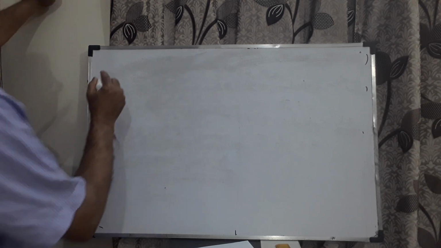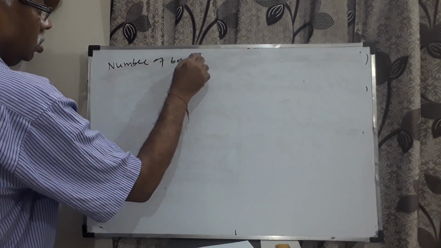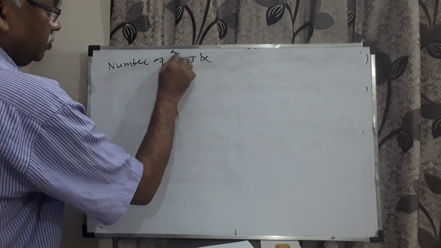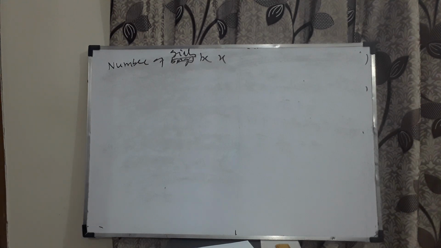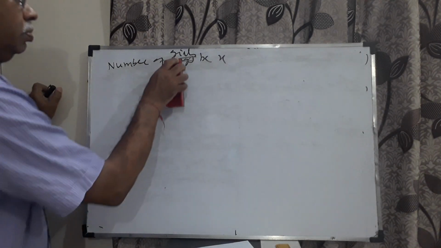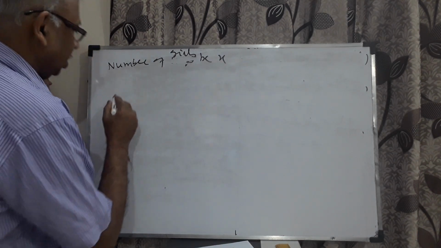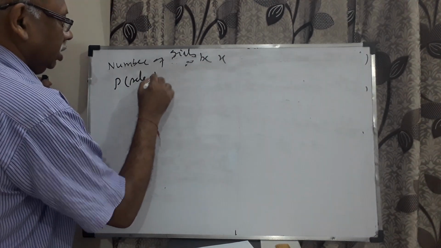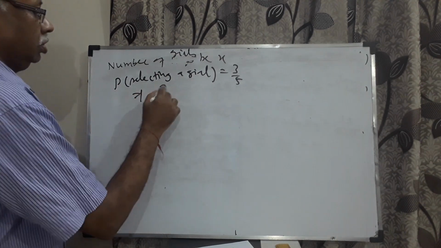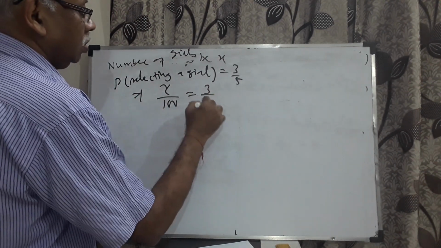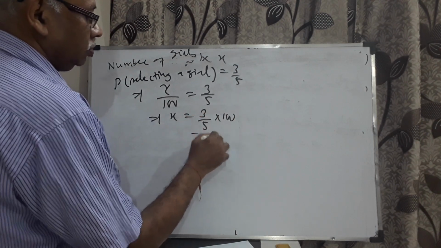Okay, listen carefully. Let the number of girls be x. I'll assume number of girls to be x. P of selecting a girl is equal to 3 by 5, which implies x by 100 is equal to 3 by 5, which implies x equals 3 by 5 into 100, which will give you 60.